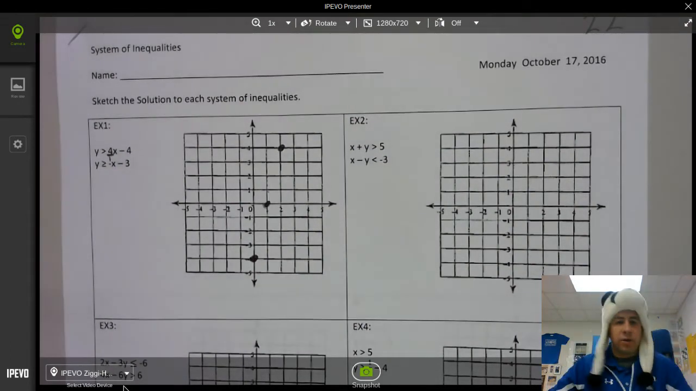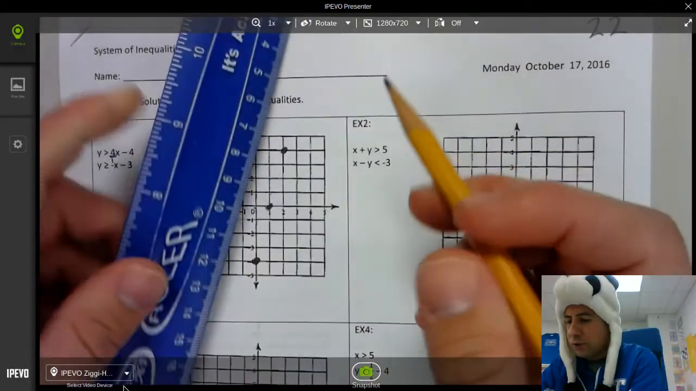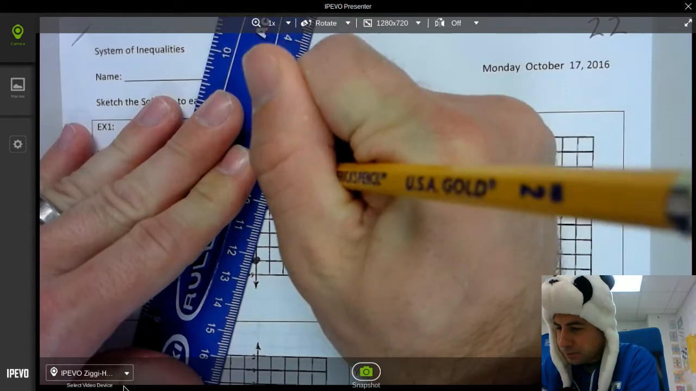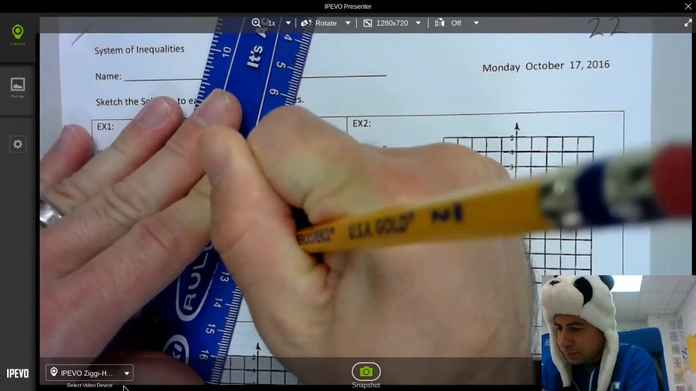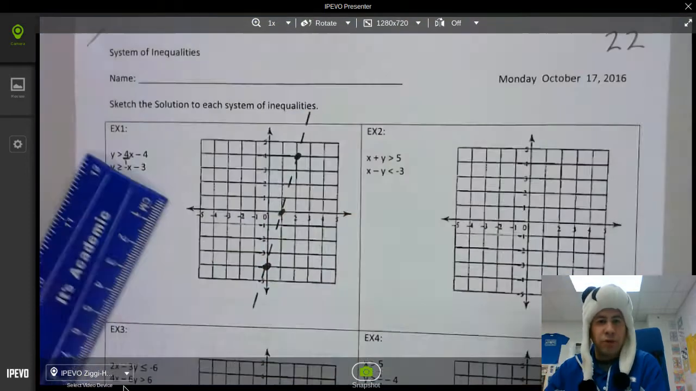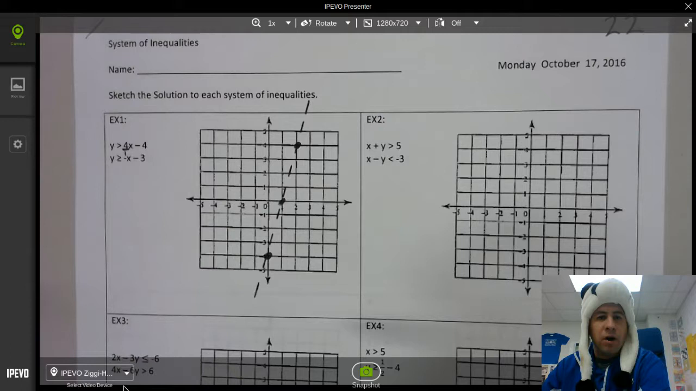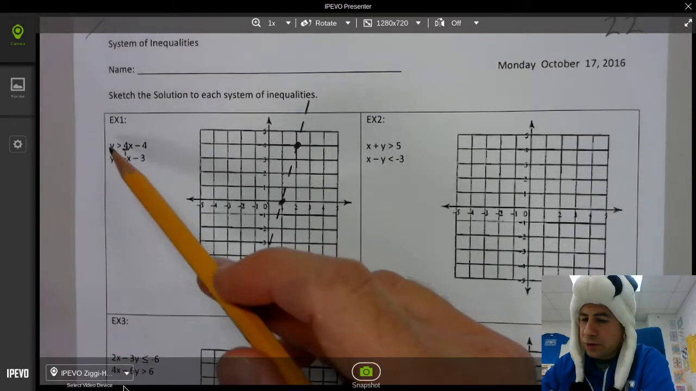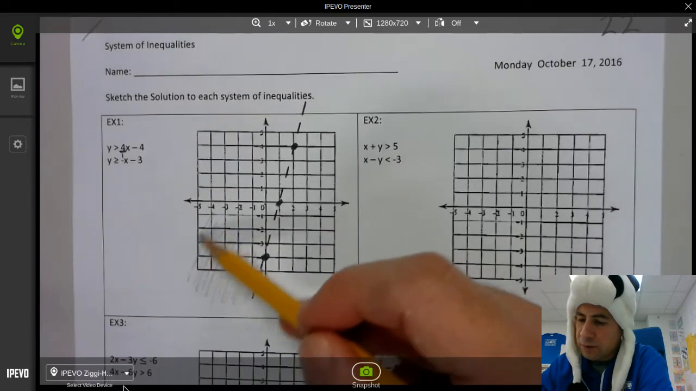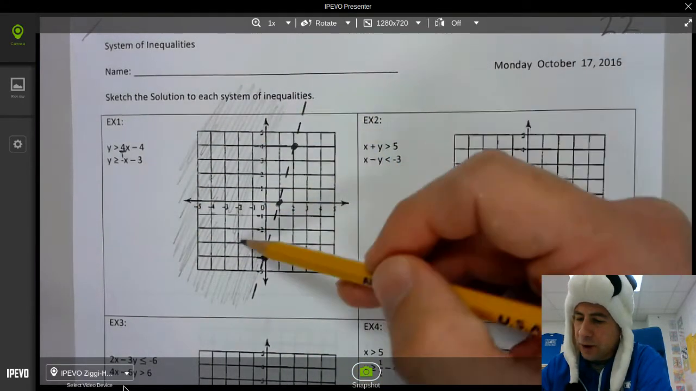All right, now that you and I both have a ruler, we see that there's no line underneath, so it's a dashed line. And I want you to draw your line extending past the graph, and I'll explain that in a second. All right, so we see it's greater than, so we shade above, and I want you to actually shade outside of the graph, because remember, this graph extends past the graph.